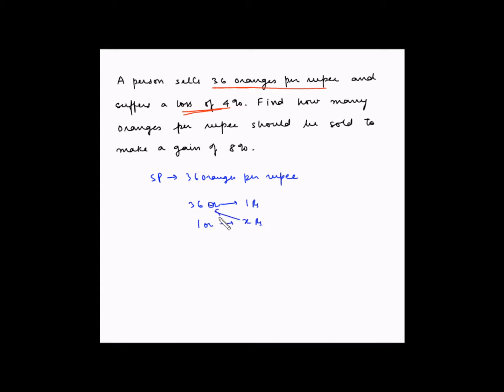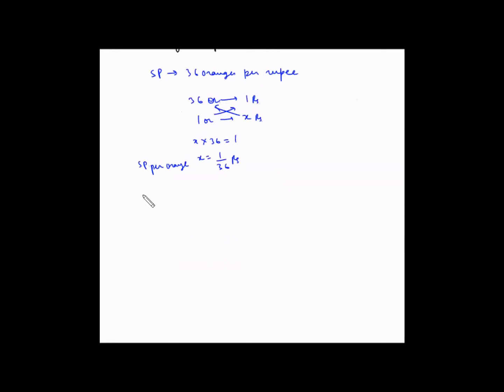So we'll do a cross multiplication here. So X multiplied by 36 is equal to 1 multiplied by 1. So X is equal to 1 by 36 rupees. So this is the selling price per orange. So we know the selling price per orange, and we know that this person is making a loss of 4% with this selling price. So let's try to find the cost price.